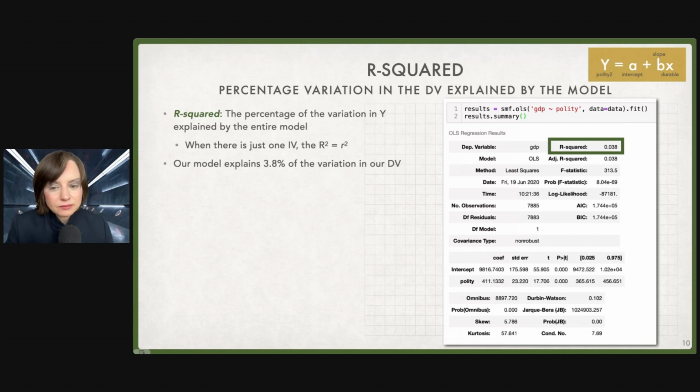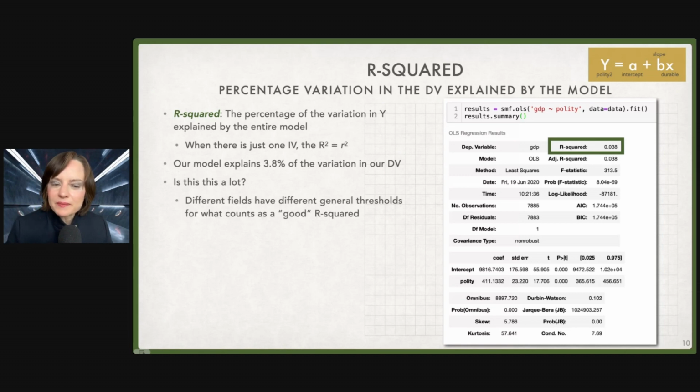Our model explains 3.8% of the variation in our dependent variable. So our dependent variable of GDP per capita, we say, hey, I want to predict GDP per capita. Well, if we know the polity score of a country, that's going to predict 3.8% of the variation in our DV. Is this a lot? Feels like a low number. Is it a low number?